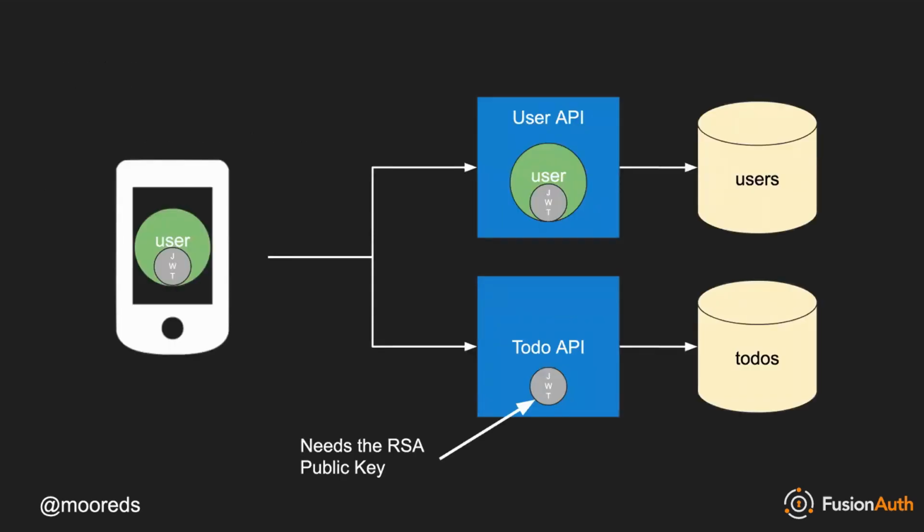So how does a public-private key pair flow work? It's different from the previous one that I illustrated. Again, the user API is going to sign the JWT with a private key. It's going to get passed down to the client. The client's going to pass it up to the to-do API. Now the to-do API needs the public key to validate it.